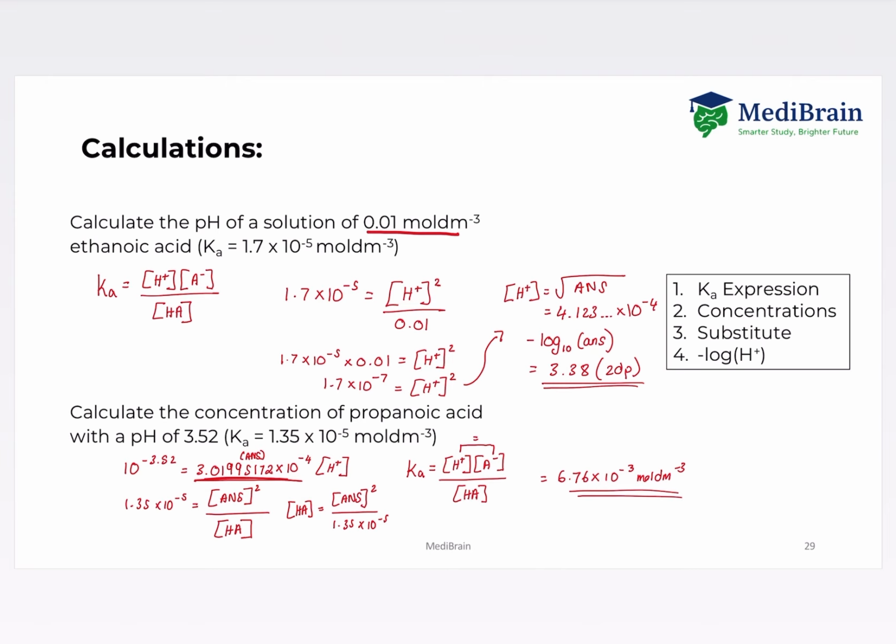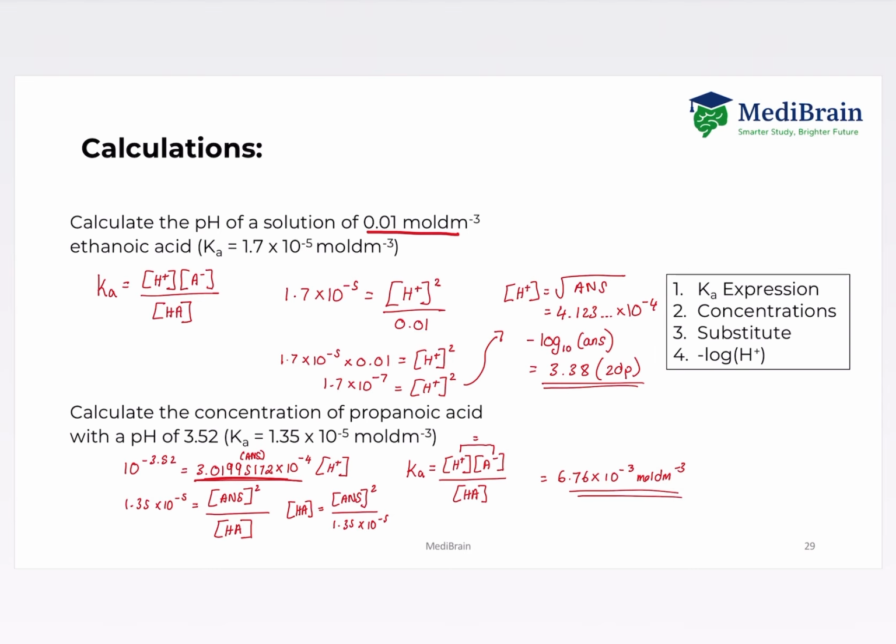So all we've done is we've worked backwards. We had the pH, so we worked out the hydrogen ion concentration. We wrote down our Ka expression, and we realized that because it's a weak acid, the H plus concentration is going to be equal to the A minus concentration. So we simplified that to Ka equals H plus squared over HA. We wanted to work out HA. We knew the hydrogen ion concentration, so we just rearranged and worked out the concentration of propanoic acid.